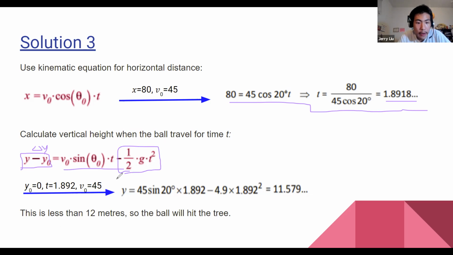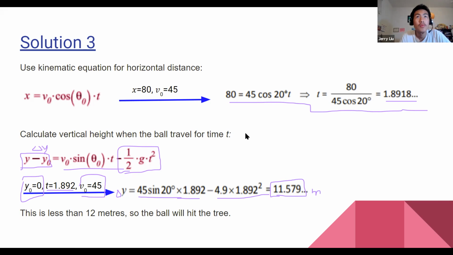So we are given a lot of things here. We're given that Y0 is equal to 0, and basically that it starts off from 0. We just solved for what t was. And we're given that V0 is 45, and obviously theta is 20. So we can just substitute in everything. So this displacement of Y is equal to 45 times sine 20 times t minus 4.9, that's 1/2 of 9.8, times 1.892 squared. So we have our total Y height when the ball travels 80 meters horizontally is about 11.579 meters. This is obviously less than 12 meters, so the ball will end up hitting the tree and getting stuck in it.